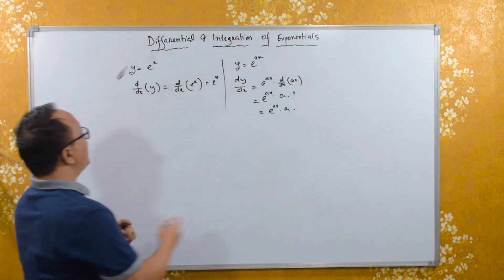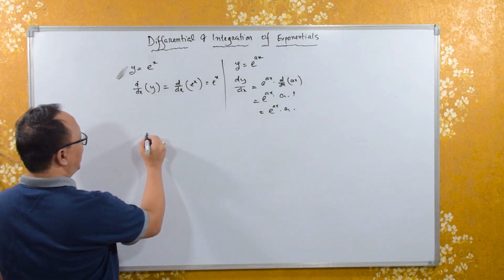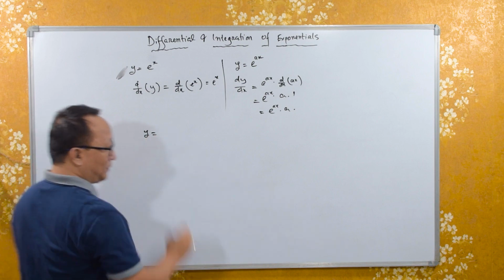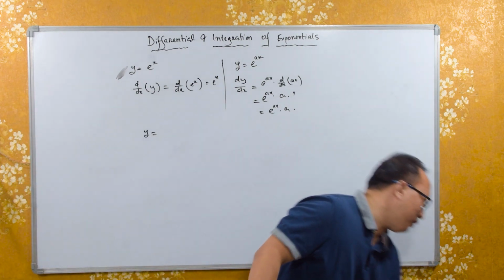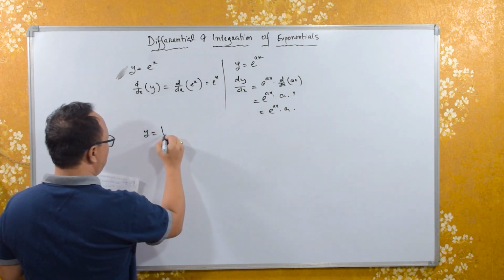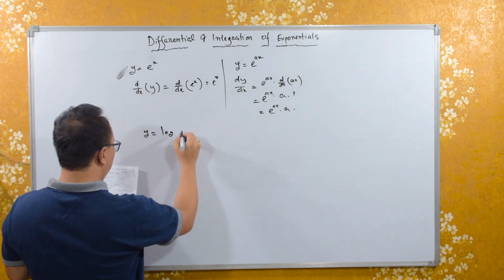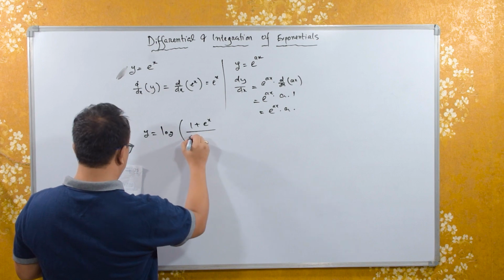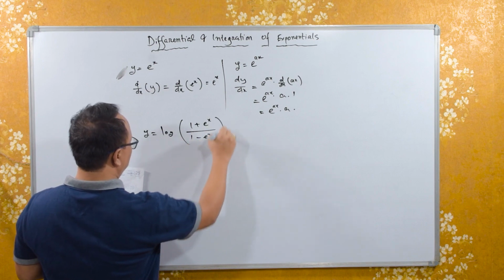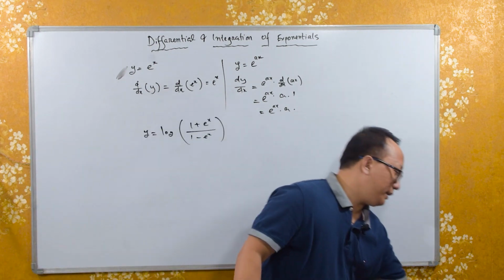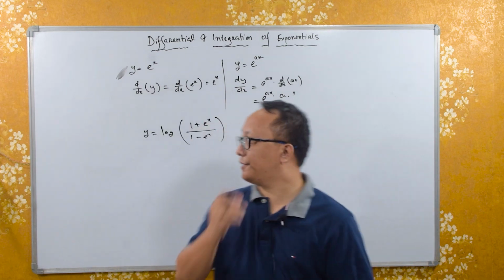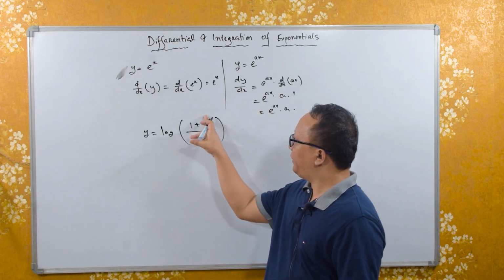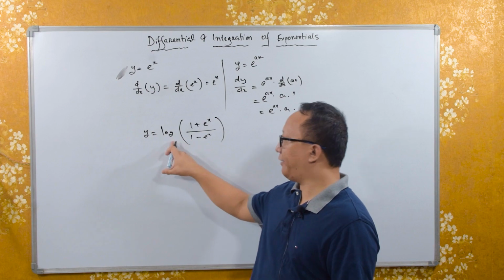So let's take an example. Say y equals log of 1 plus e raised to x upon 1 minus e raised to x. How to differentiate this type of exponential function? Now here we are getting an exponential function, and here we have log functions.